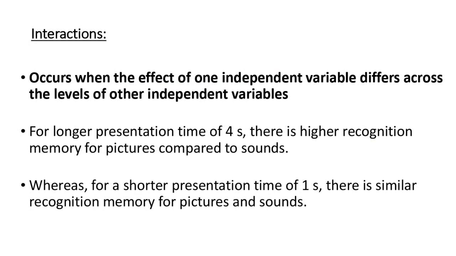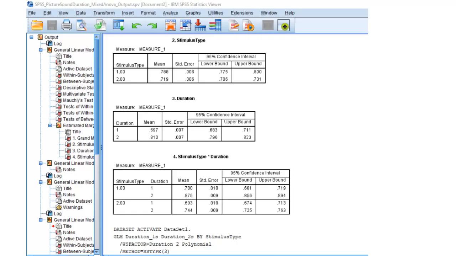I think it would be better if I had said higher accuracy for pictures compared to sounds, whereas for the shorter presentation time of 1 second, there's similar accuracy for pictures and sounds. And so how does your statistical output look?